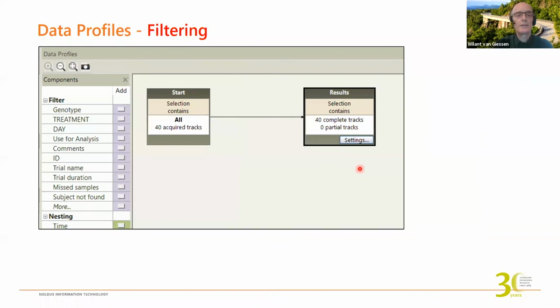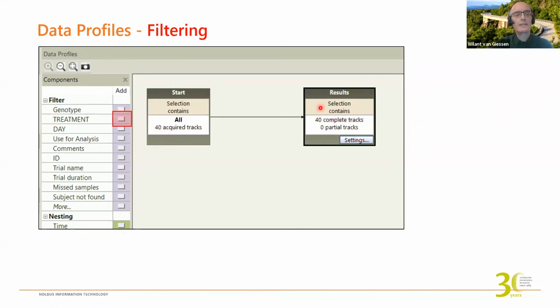So first, filtering. Now, this is how every data profile begins, and I guess you could call this data profile, if you don't do anything, all data. You can rename your data profile and call this all data, because everything that you collected, 40 tracks, are also showing up in your result container, and that will be exposed to all the parameters that you select under your analysis profiles. We'll be talking about that next.